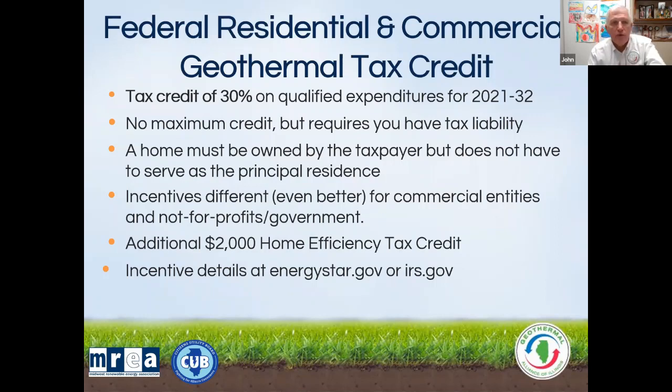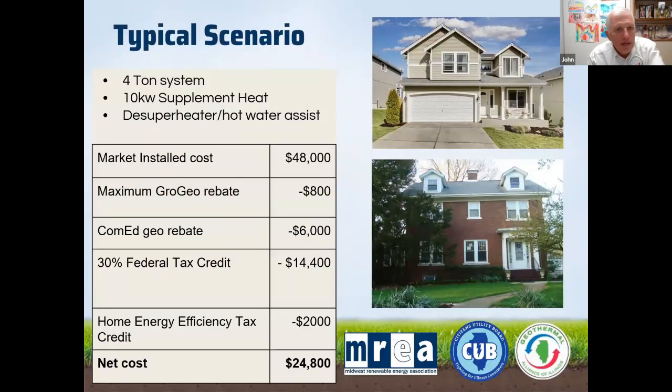And I'm not going to read everything here. In addition, there's the $2,000 home efficiency tax credit, and you can get more information online at Energy Star or the IRS, or most good contractors can share information about the incentives. Here's how the money might work on a typical average installation. I will say that the two pictures of the homes on the right are homes in the Urbana-Champaign area that had geosystems put in during the first 2 years of the program there. So those are geothermal heated and cooled homes in Urbana-Champaign.